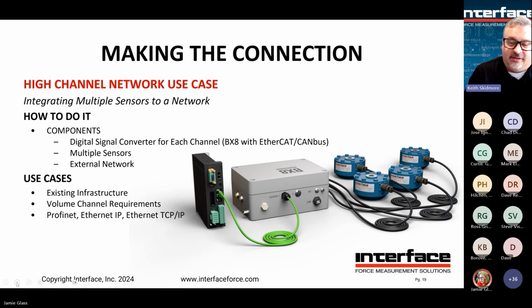And these are available with either EtherCAT or CAN bus, or has a UART port that could be used, say, with an AnyBus converter to convert to any number of other networks. This could be connected to the network, and then you could also have any number of these boxes connected into the network. So you could scale it by adding more boxes. But this would be a way to get analog sensors into a network.